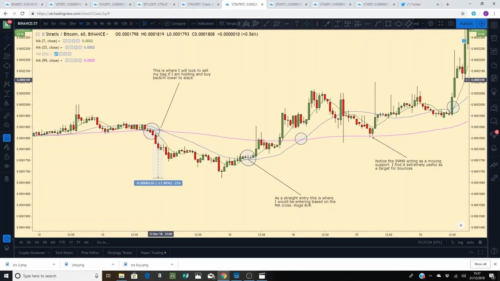If you held Stratis, this is one possible trade that I usually do, which you might have seen me mention, short scalping. I do it a lot with BNB and Bitcoin. I actually do it with Bitcoin back to Tether to then buy back more. So this is the cross. This is the first cross. 7 crosses the 99. Now the reactions are a lot stronger when this cross occurs over the 7 and the 25. So this is where I will look to sell my bag if I'm holding and buy back lower.